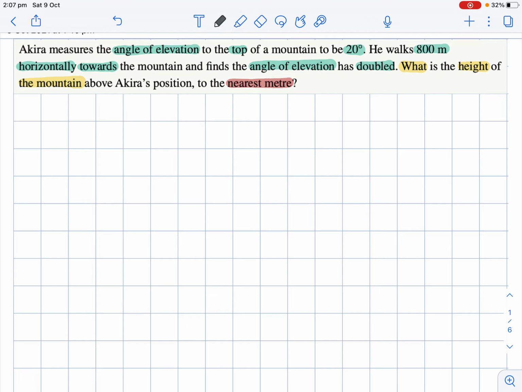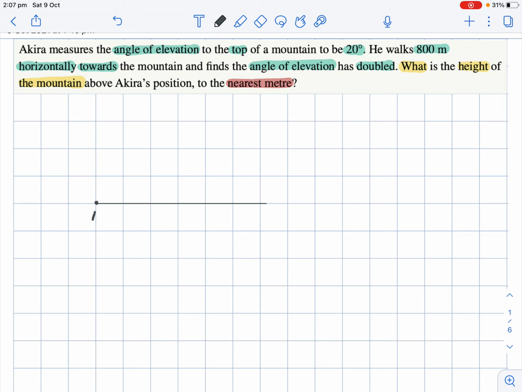As I mentioned, it's an angle of elevation problem. So I know that there's going to be a horizontal in my picture somewhere. So let's actually start by just drawing a horizontal line. There's my horizontal line right there. Beautiful. Horizontal line. And we've got an angle of elevation to the top of the mountain to be 20 degrees. So let's mark some points.